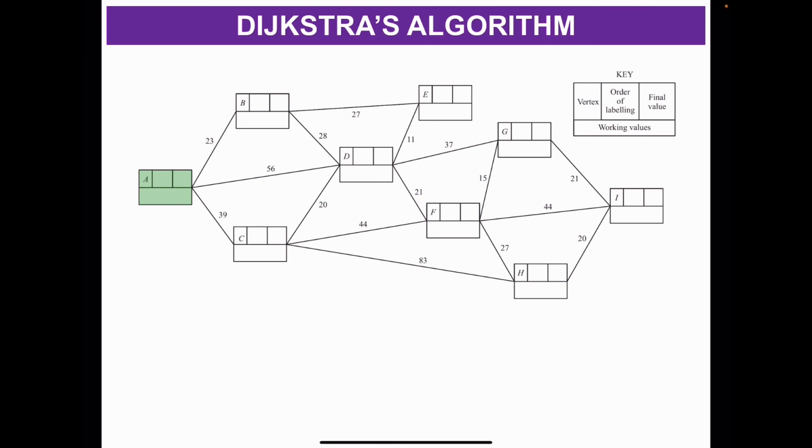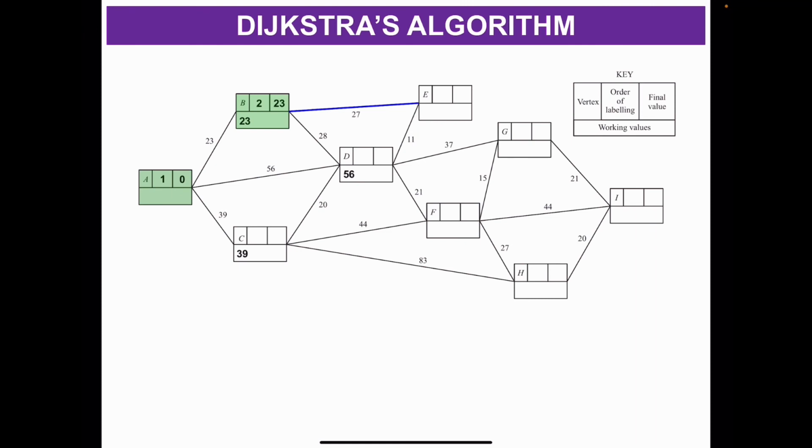Okay, again, you can pause the video, or you can pause it step by step as we go through. I'm going from A to I. A is the first one, with value 0. 0 plus 23 is 23, 56 is 56, and then 39. The smallest value of these three is 23, so I am choosing this one as my second vertex, and the final label is 23.